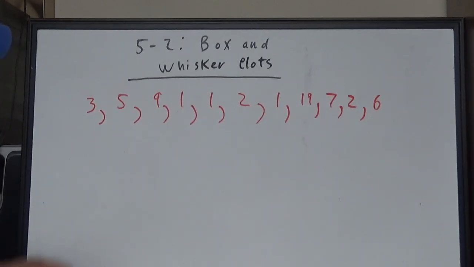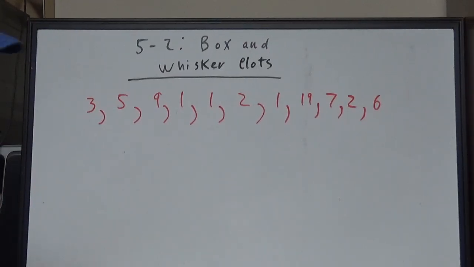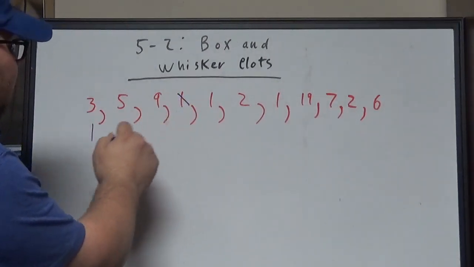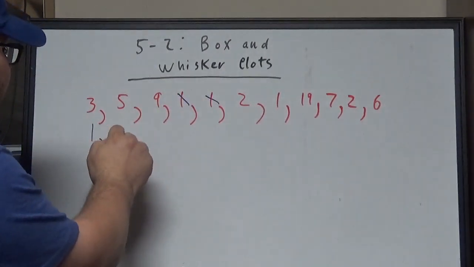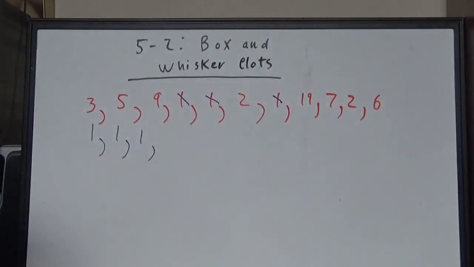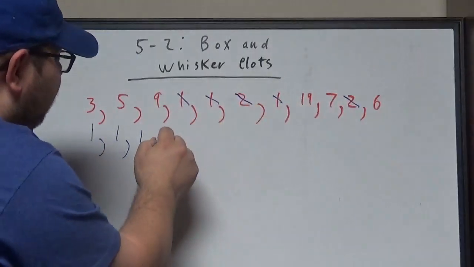So I have this data set right here. Few numbers. First thing I want to do is put it in order. So I'm going to start. I've got a 1, another 1, another 1. So 3 ones. I have a pair of 2s here.